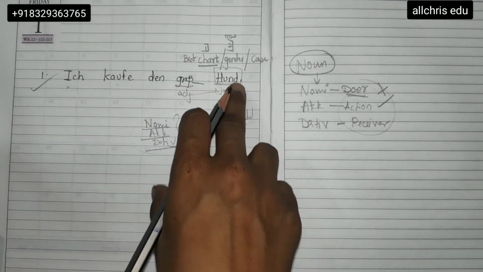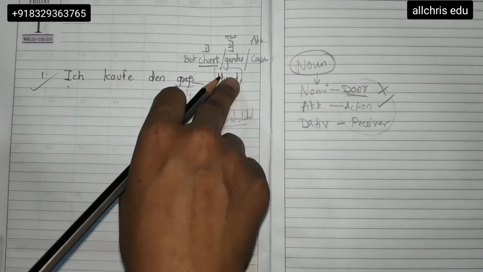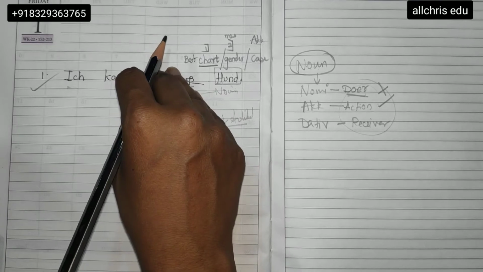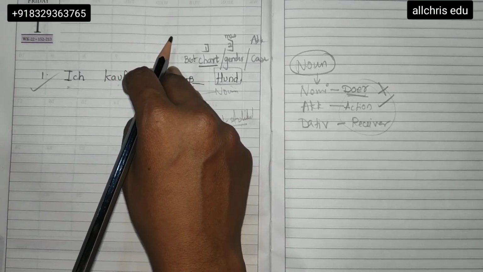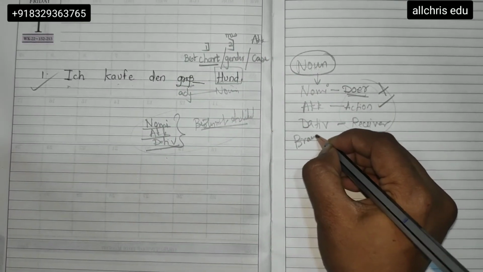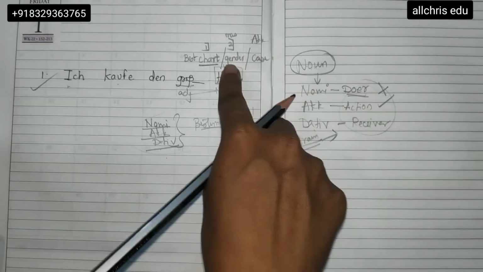So in this sentence, dog is an accusative. Why? Because we are doing action on the dog. How did I come to know? I am hiding the article and the adjective and I am able to find out the meaning of the sentence. So this is one concept where you have to use brain to find the case, using brain to find the case of that particular noun.